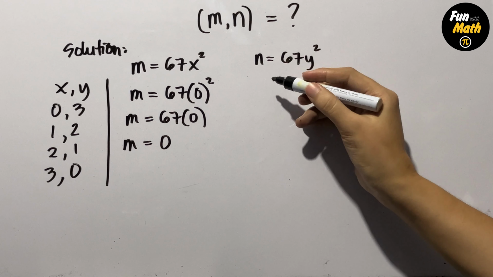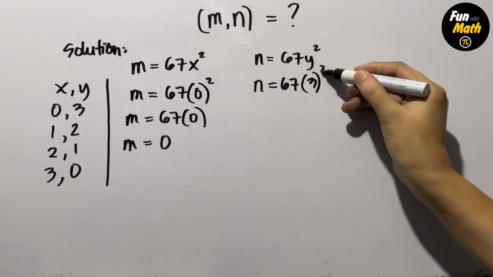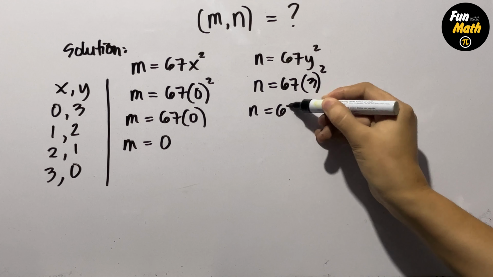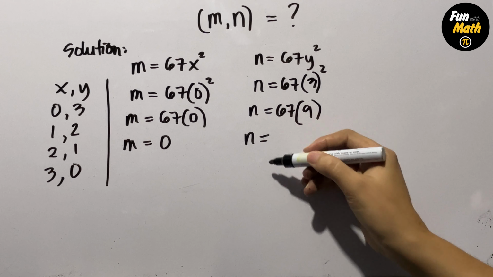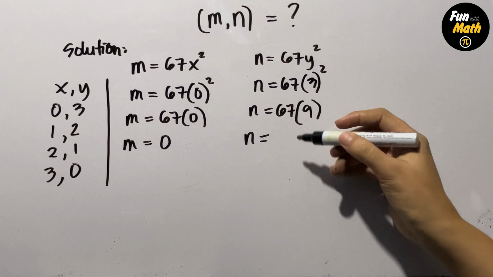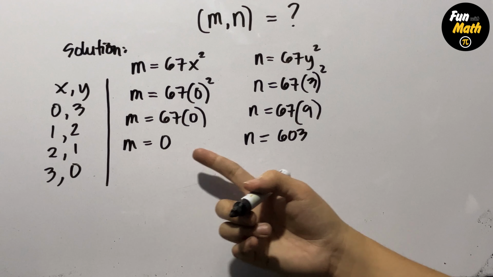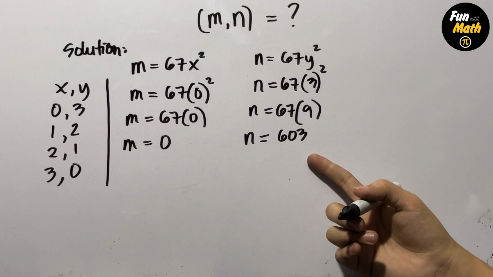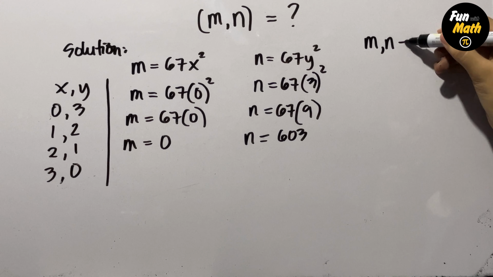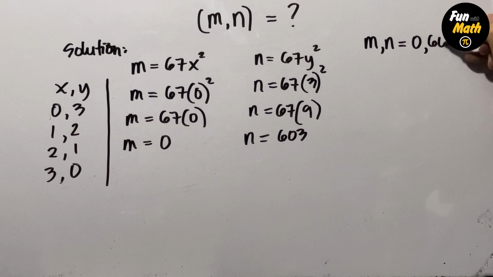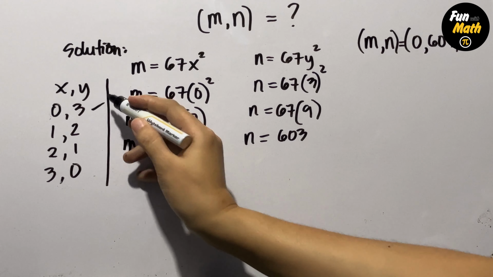Now for n is equal to 67 times 3 squared, that is 9. Now, n is equal to 67 times 9, that is equal to 603. So therefore, we have the value of m, which is equal to 0, and n is equal to 603. So we have m and n is equal to 0 and 603. So we are done with this.